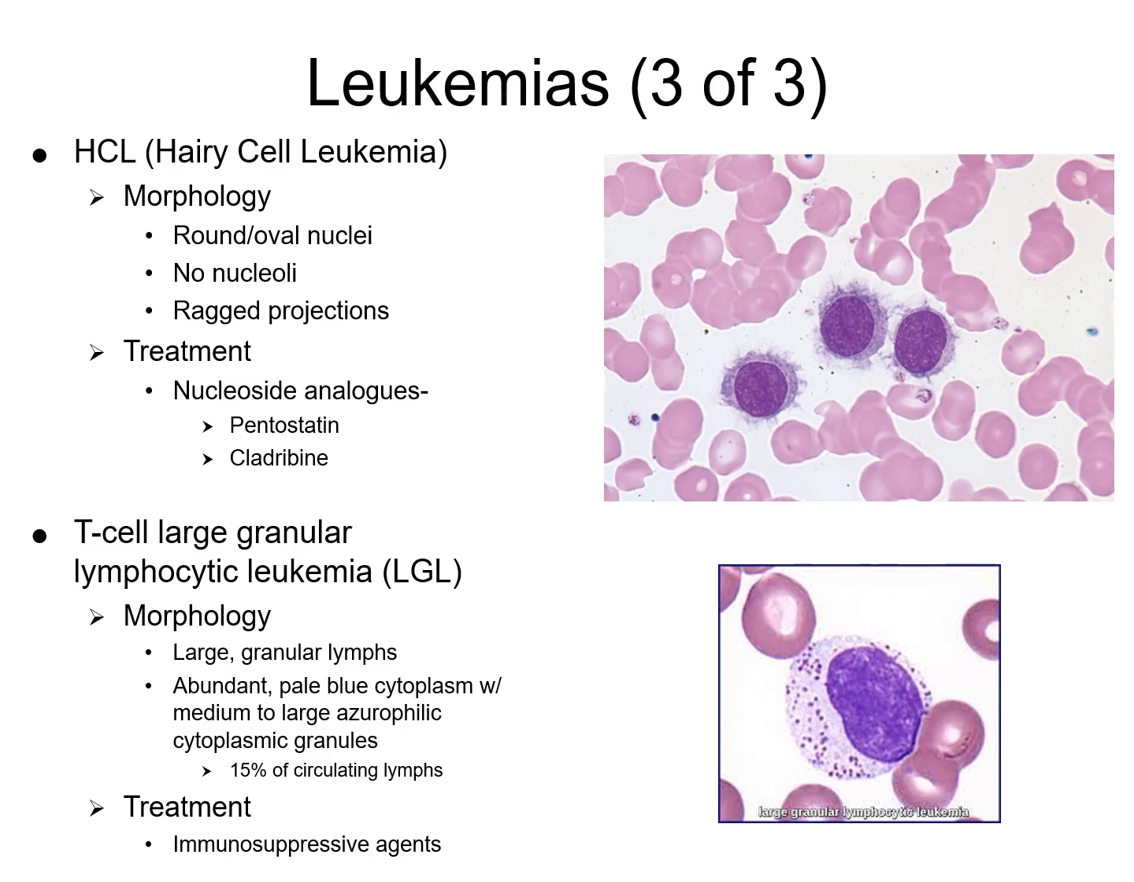For T cell large granular lymphocytic leukemia, the morphology is characterized by large lymphocytes with abundant cytoplasm. The cytoplasm is pale blue and contains medium to large eosinophilic granules. These typically constitute about 15% of circulating lymphocytes in affected patients. For the treatment, it's often managed with immunosuppressive agents due to an autoimmune component of the disease, and commonly used drugs include low-dose methotrexate, cyclosporine, or cyclophosphamide.